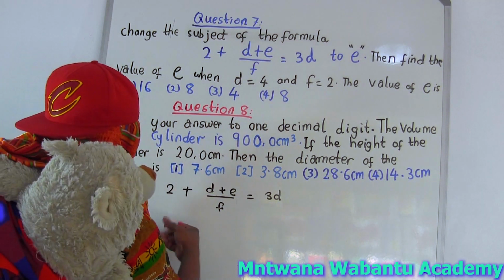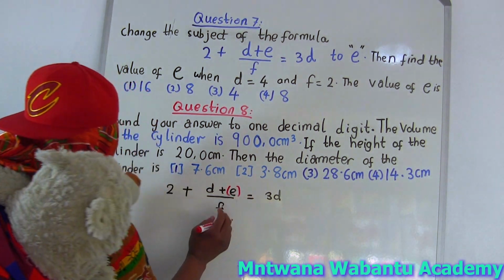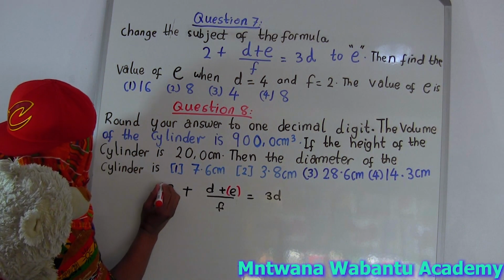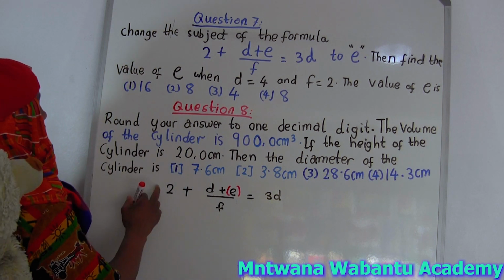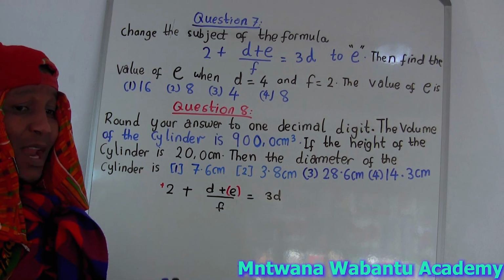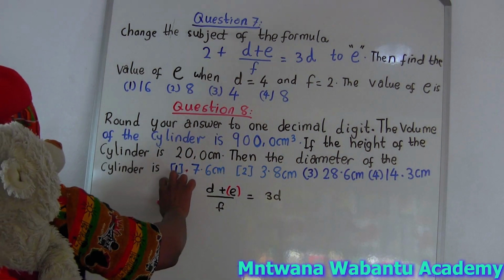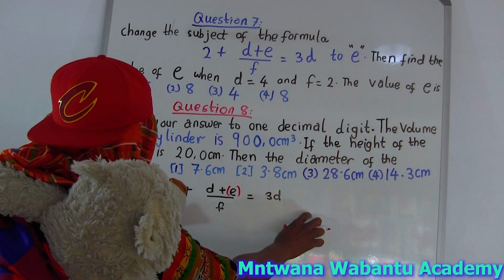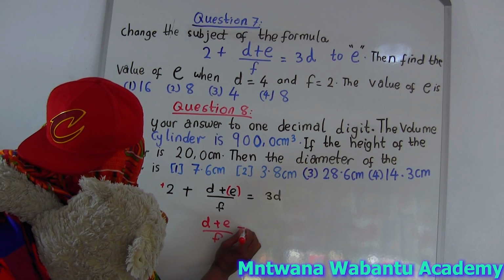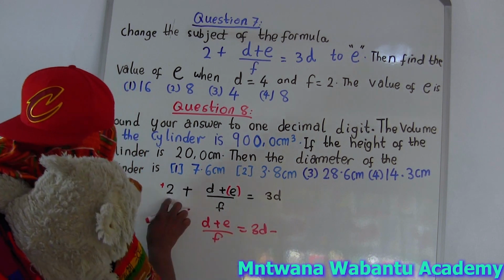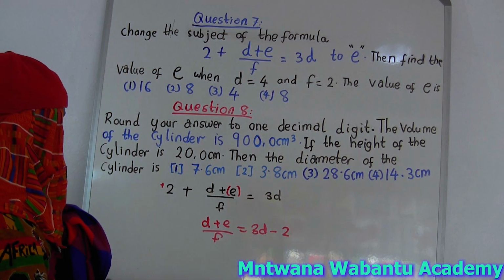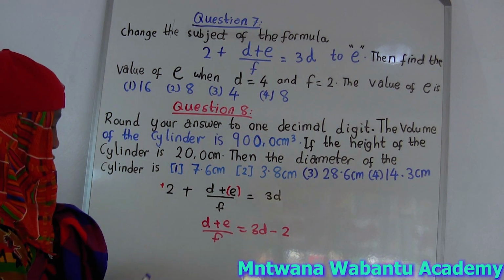Since I want to be left with E alone, first and foremost I'll remove 2. So this 2 goes over. If there's no sign, the sign on the left is plus, because the sign of any number is on its left-hand side. So this must go over. Here I'm left with D plus E over F equal to 3D minus, because this plus becomes minus 2 when it goes over. So 3D minus 2.